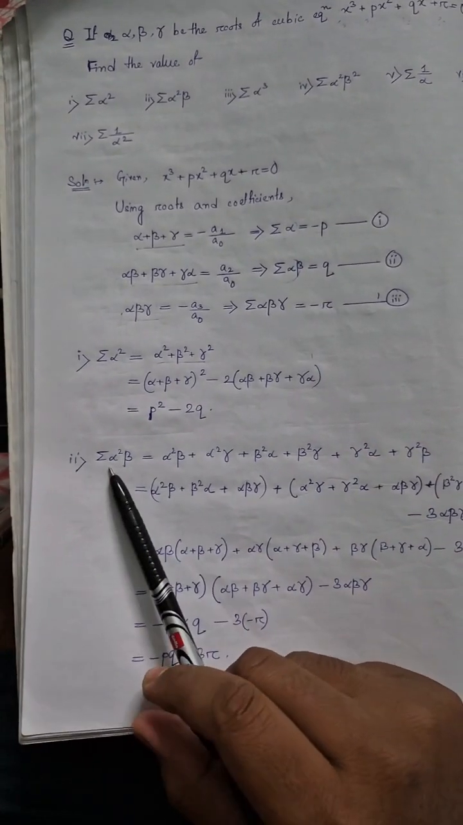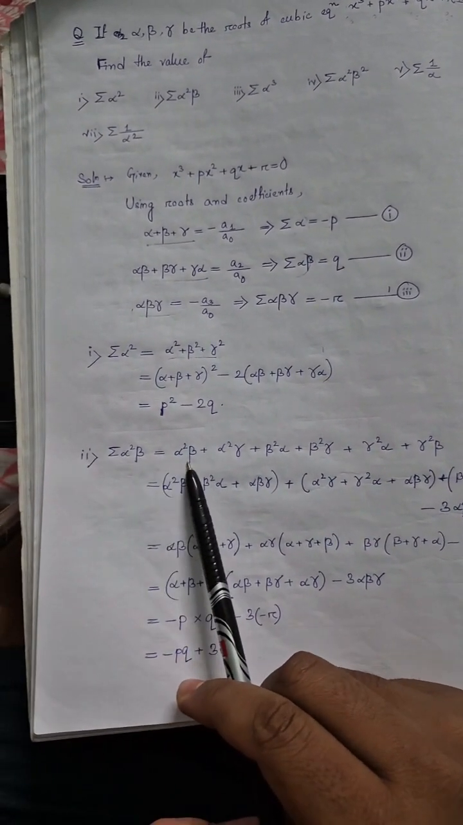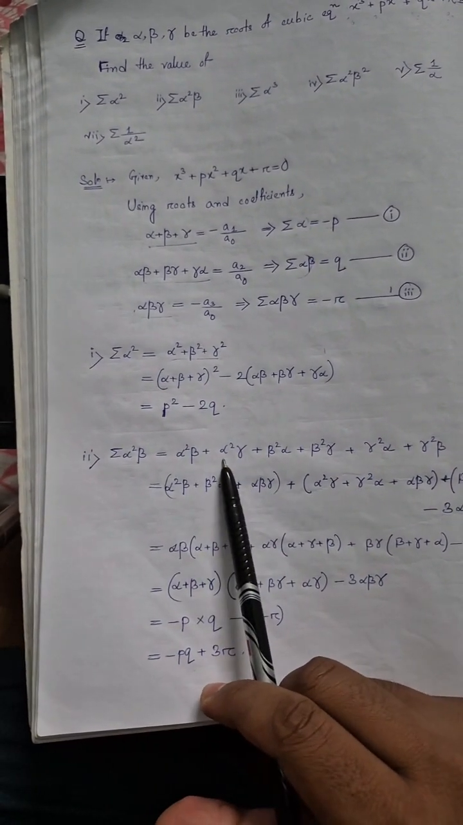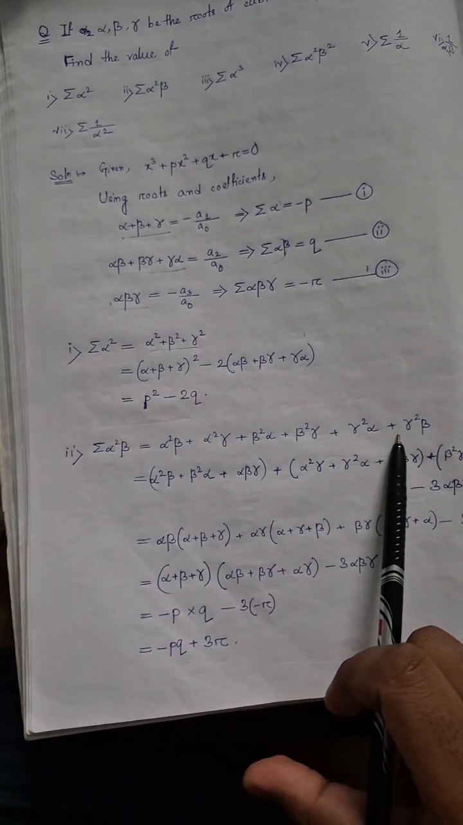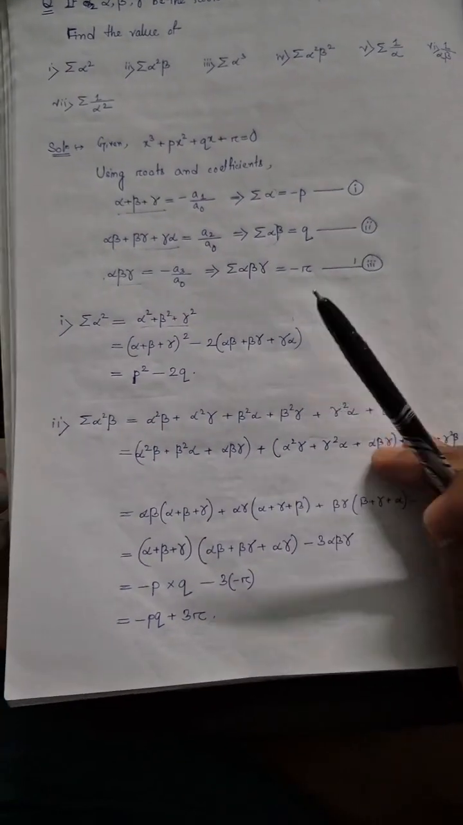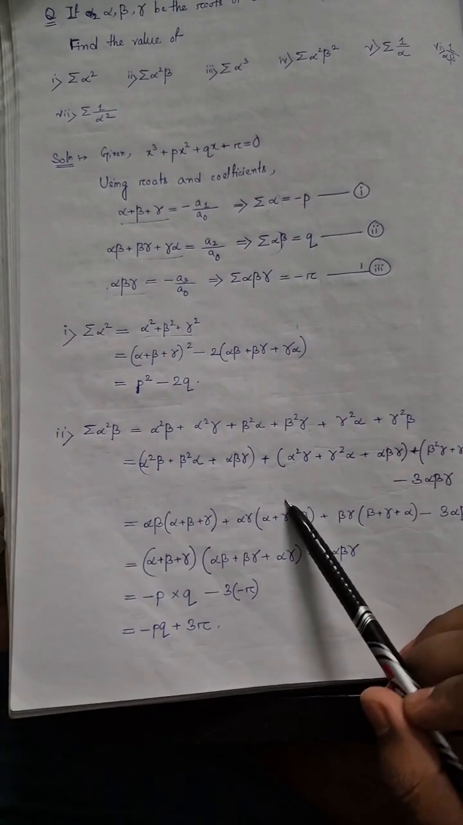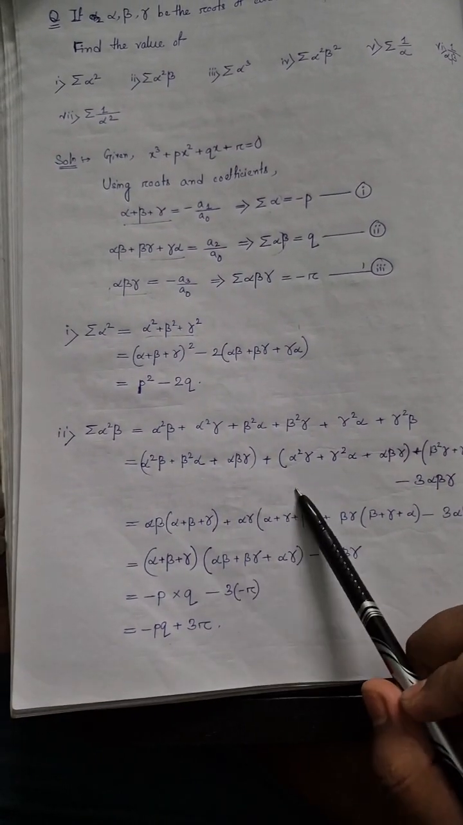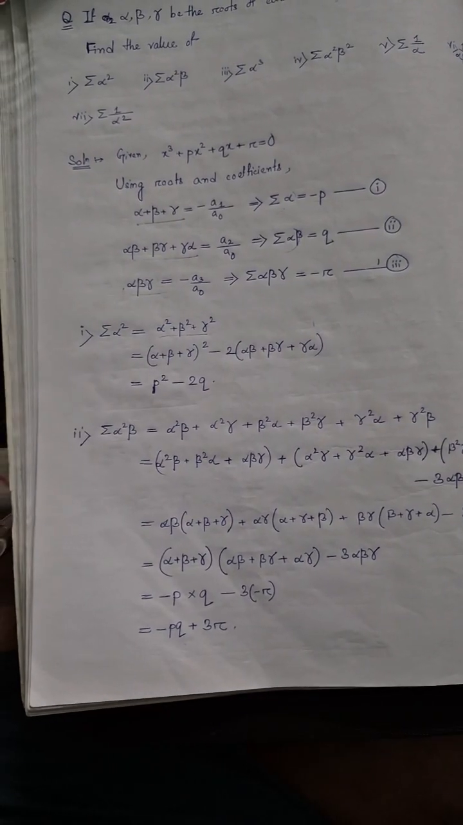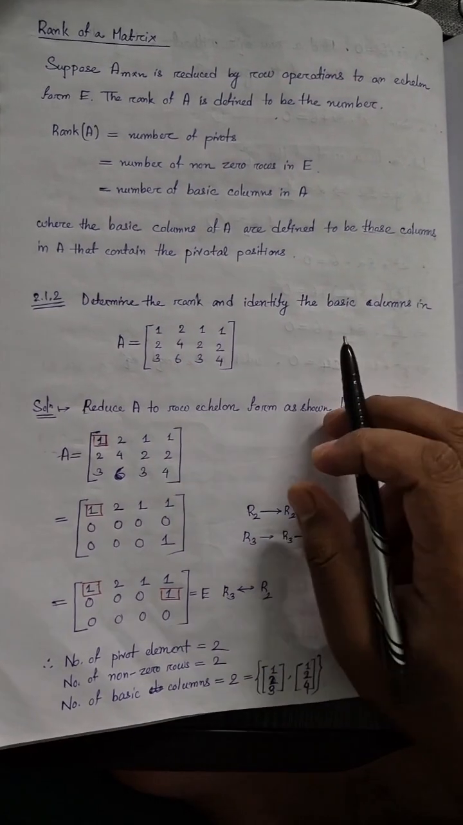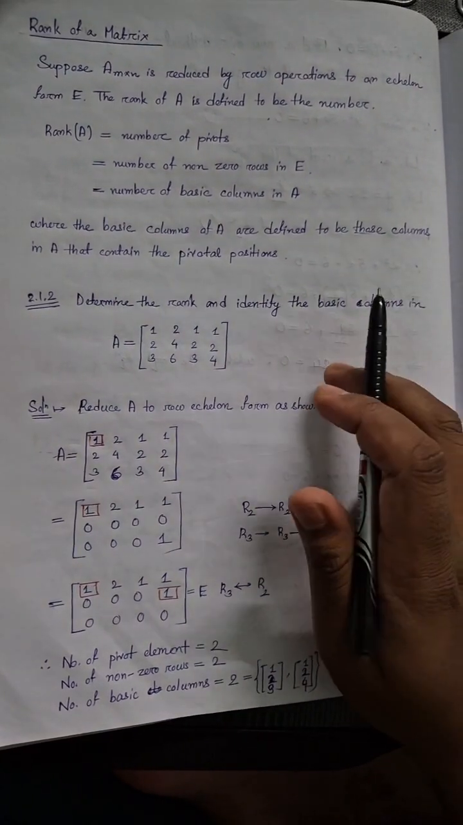Similarly, here we are given summation of alpha squared beta, so you can write that like this: alpha squared beta plus alpha squared gamma plus beta squared alpha plus beta squared gamma plus gamma squared alpha plus gamma squared beta. So by arranging this, using the identity, and then substituting the values, we get minus pq plus 3r.